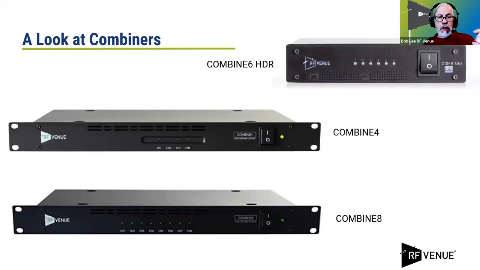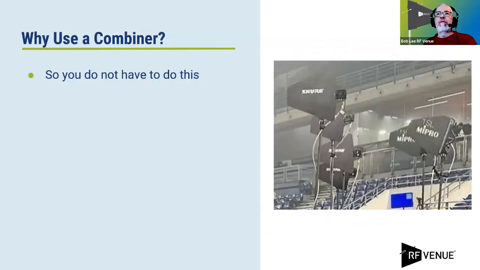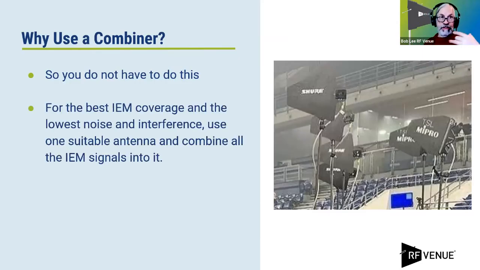Okay. So why use a combiner? So that you don't have to do this. This also is a mess. All these antennas close to each other and kind of some aiming at the backs of others is not a good situation. For in-ear monitors, you just want to use one suitable antenna, and combine all of your in-ear monitor signals into it. Okay?